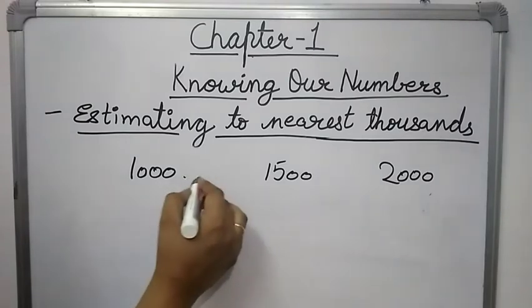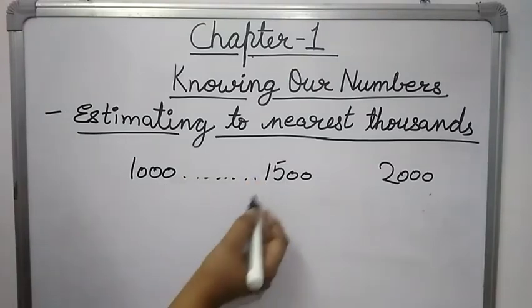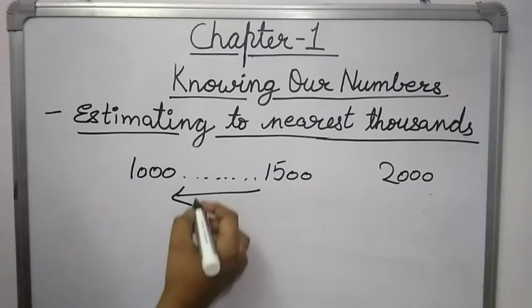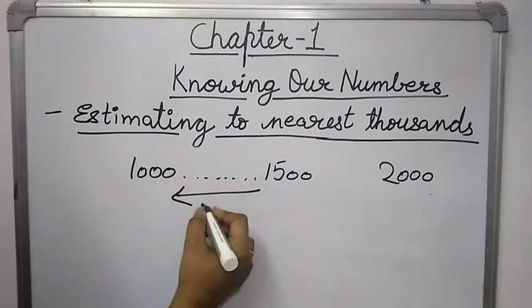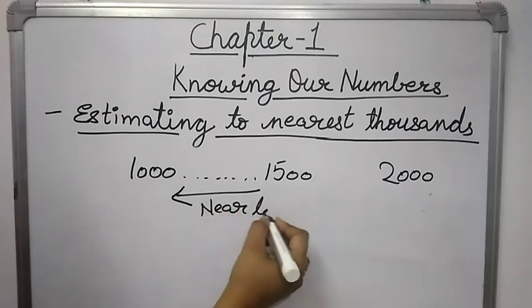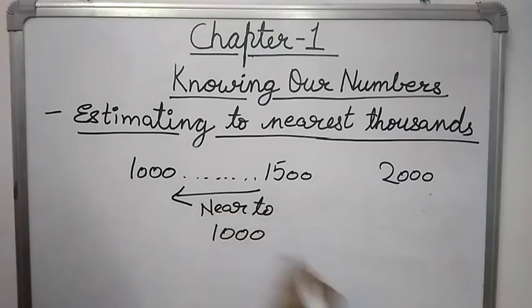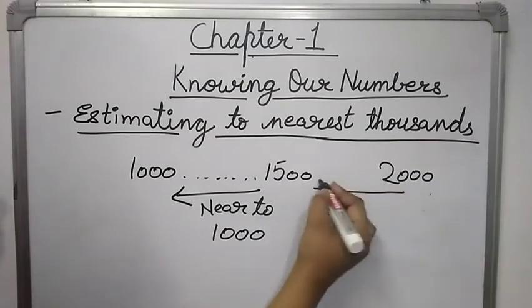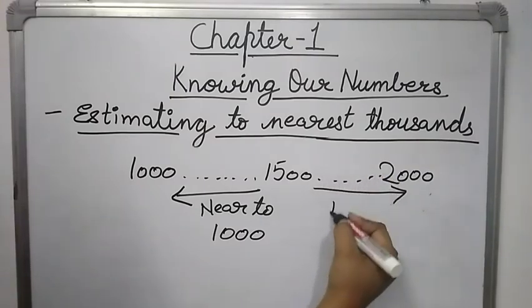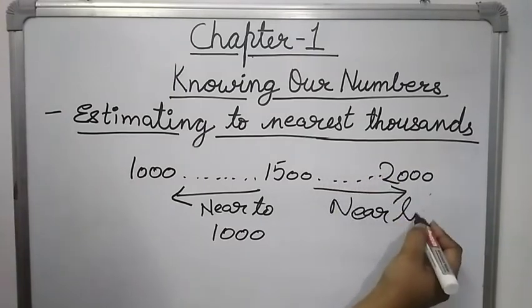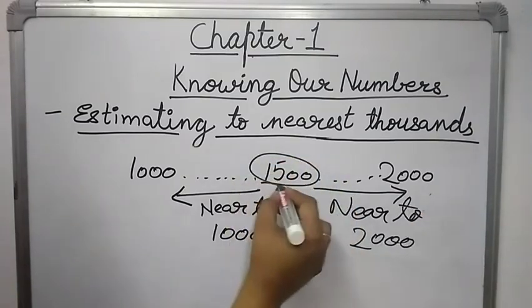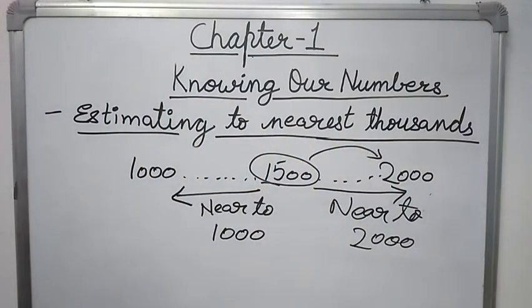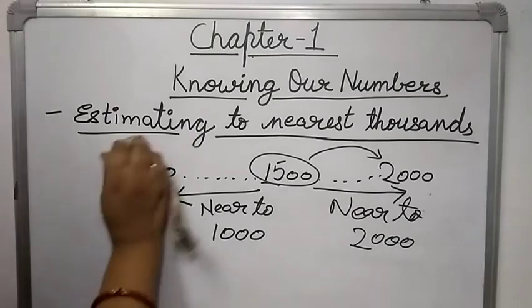So numbers lying between 1000 and 1500 will be estimated to 1000, because these numbers are less than 1500 and near to 1000. Numbers greater than 1500 are near to 2000, so they will be estimated as 2000, and this 1500 will be estimated as 2000. Example for this.